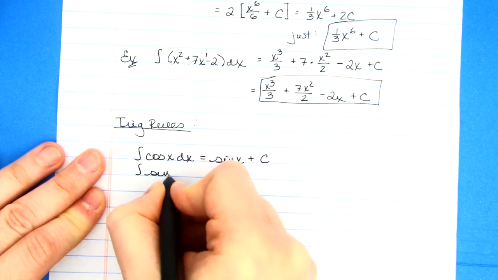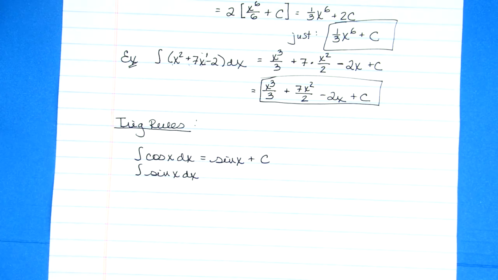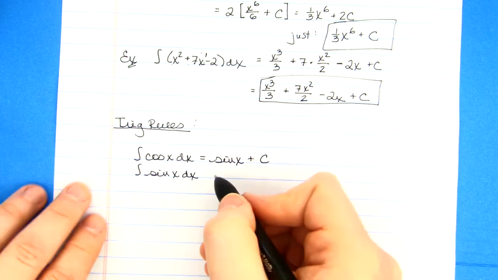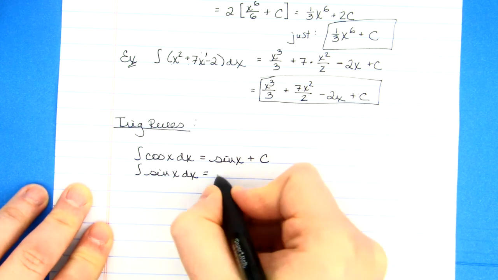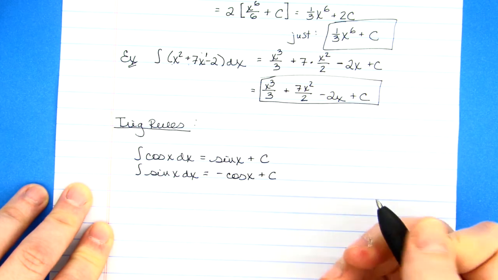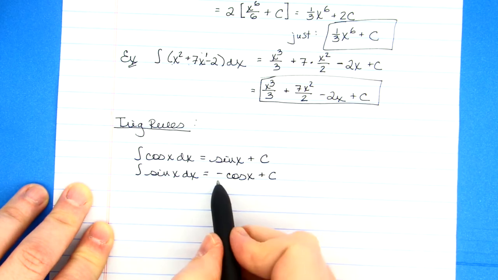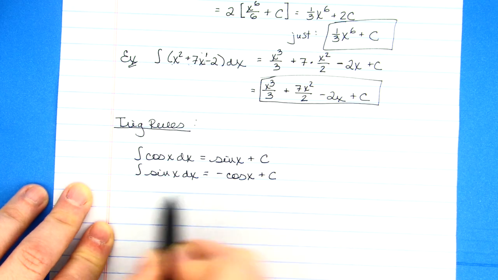What about the integral of sine x dx? What has sine x as its derivative? Well, I'm not going to say the cosine of x because I know the derivative of the cosine of x is negative sine x. But I think if I have negative cosine x plus a constant, then things are going to work, because the derivative of negative cosine x is negative sine x. Yeah, that's sine x.